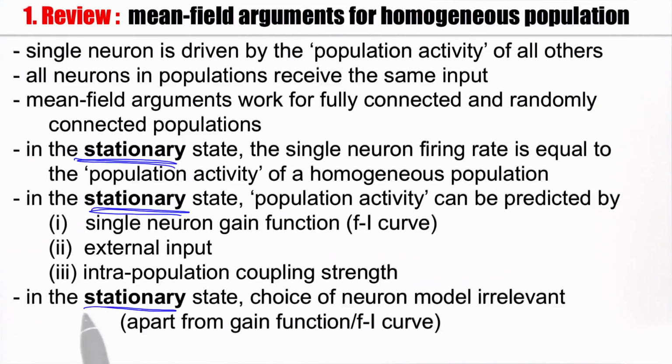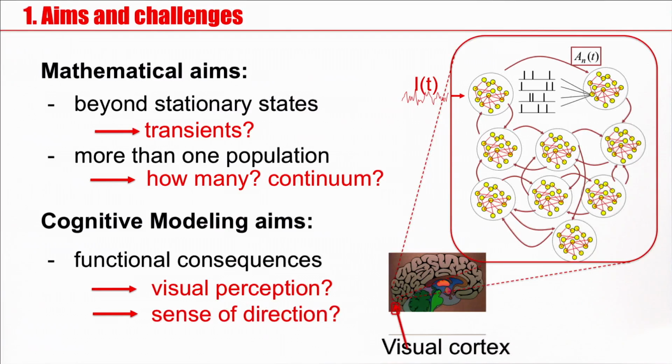Now, in the stationary state, the choice of neuron model is irrelevant. The only thing that counts is the gain function, also called FI curve. Now, this is not necessarily true outside the stationary state. So for this week, the mathematical aims are to go beyond stationary states. Now, how about transients? If I switch on a current, how does a population react? And I would like to have more than one population. I would like to have interacting populations. I would like to have many populations. And then the question is, can we write down a continuum of populations? These are the mathematical aims.